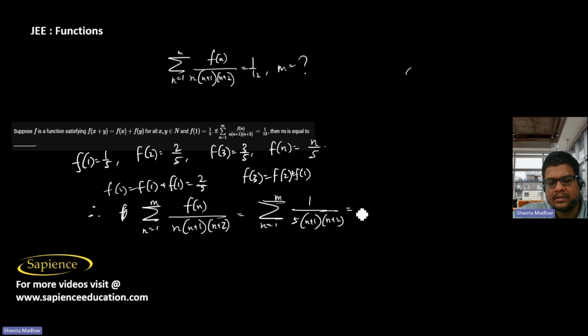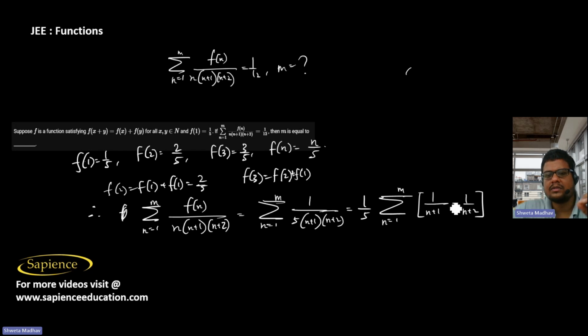Now we can write this in partial fractions, and 1 by 5 will come as common outside. So 1 by 5 into summation n goes from 1 to m, this will be 1 by n plus 1 minus 1 by n plus 2. Since it will be n plus 2 minus n minus 1 by n plus 1 into n plus 2.